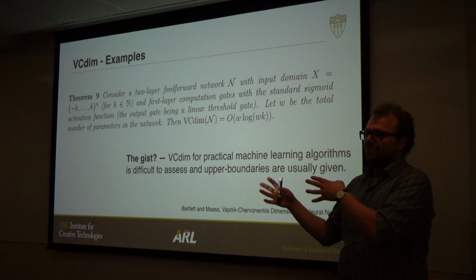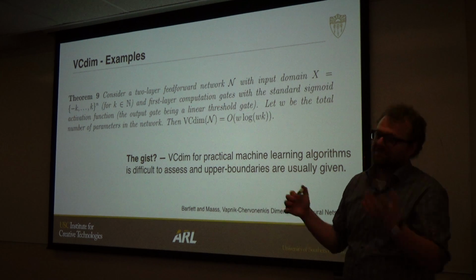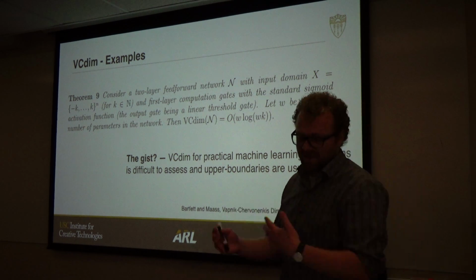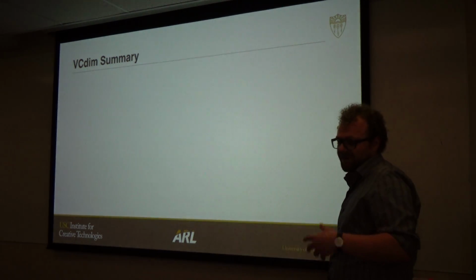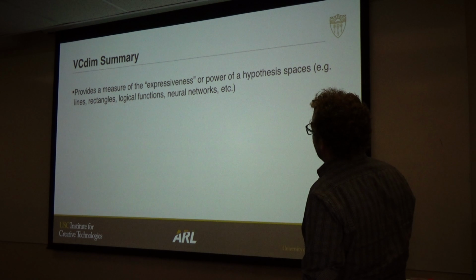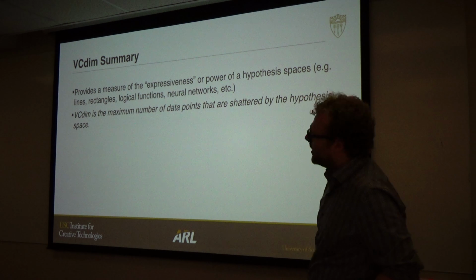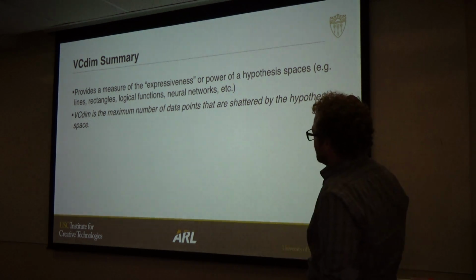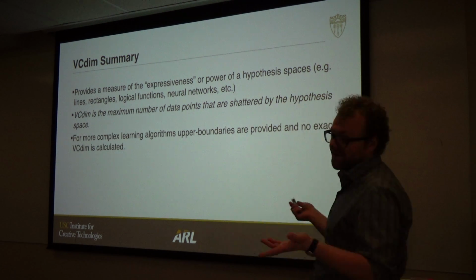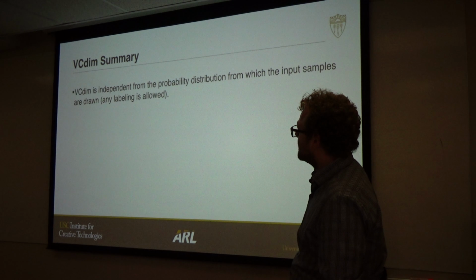We don't really need to know it for neural networks, but I think it's important to know that a line, for example, has a VC dimension of 3, or a rectangle of 4, etc. Okay, so that's just to give an idea of this. So it provides a measure of expressiveness or power of a hypothesis space, lines, rectangles, logical functions, etc. It's the maximum number of points that are shattered by a hypothesis space, so we had that. And for more complex algorithms, only upper bounds are provided, and no exact VC dimension is calculated.